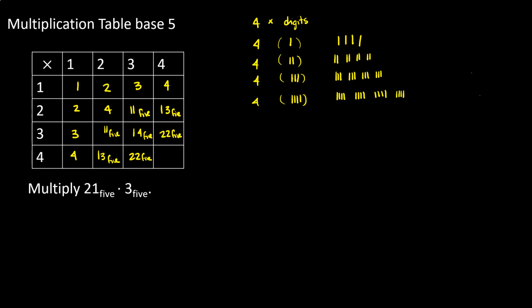4 times 1 is still 4. 4 times 2, that's enough to make a group of 5 and 3 singles. That looks like 1, 3, base 5. 4 times 3, that's enough to make 2 groups of 5 with 2 singles. That looks like 2, 2, base 5. And then 4 times 4, that's enough to make 3 groups of 5 with 1 single.